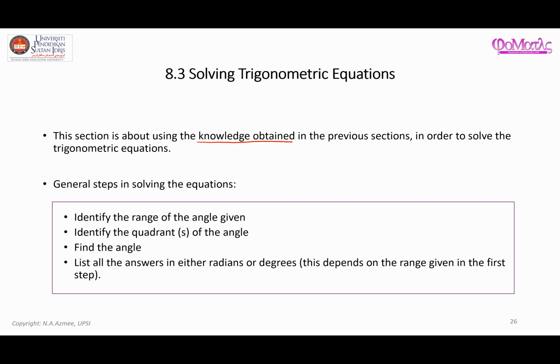In this video, we are going to use all the knowledge that you have obtained in the previous sections in order to solve some of the trigonometric questions that are given to you guys. So the steps in solving the equations, the general steps here are given as such. The first one is, first you need to identify the range of the angle given. The second step is to identify the quadrants of the angle. Find the angle and then you list down all the answers in either radians or degrees. This depends on the range given in the first step.